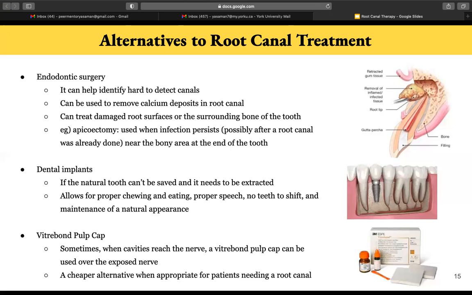For example, an apicoectomy can be used, which is typically used when infection persists, possibly after a root canal is already done, near the bony area at the end of the tooth.